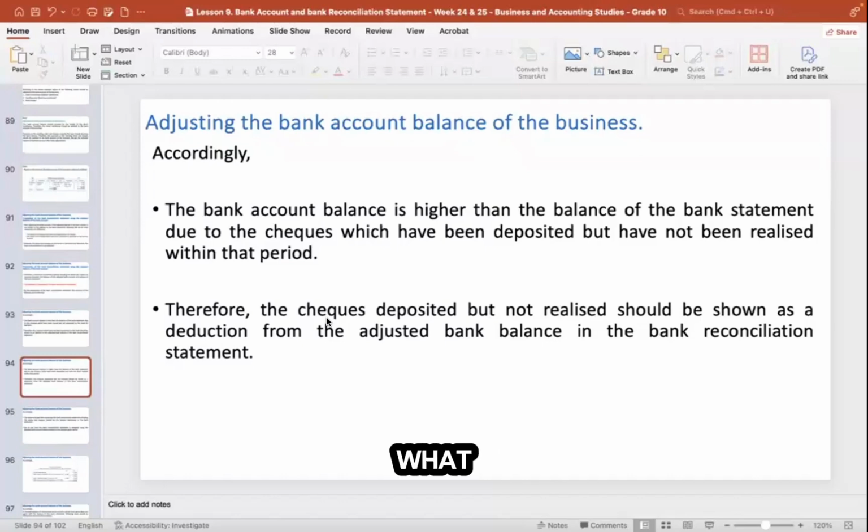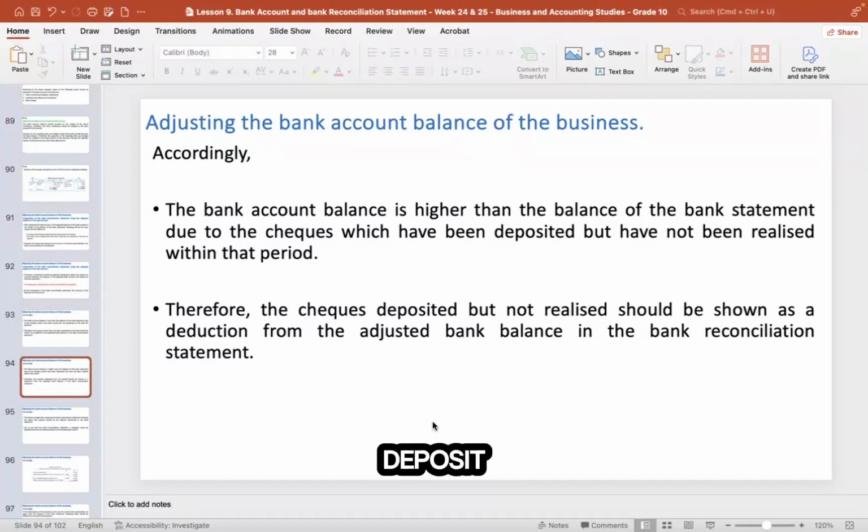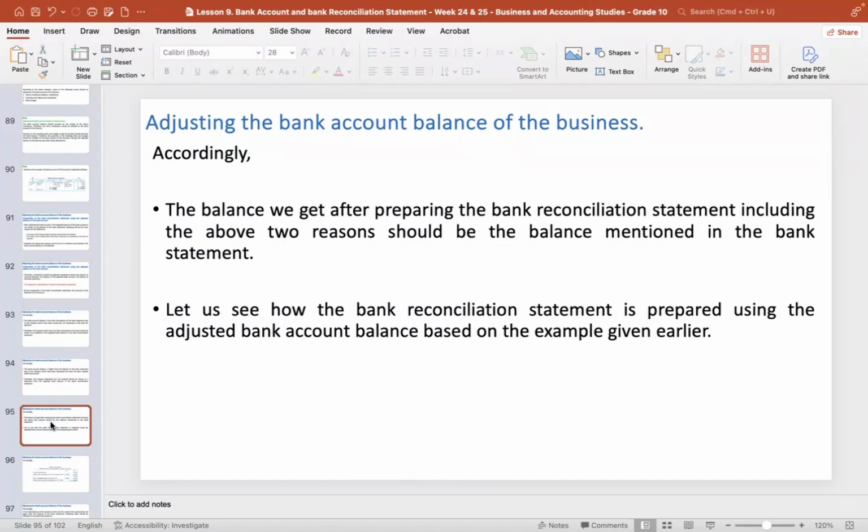So because of that what we are doing is, checks deposited but not realized, we are deducting it from the adjusted bank balance again to reconcile the bank statement. Okay. So the balance we get after preparing the bank reconciliation statement, including the above two reasons, should be the balance mentioned in the bank statement.